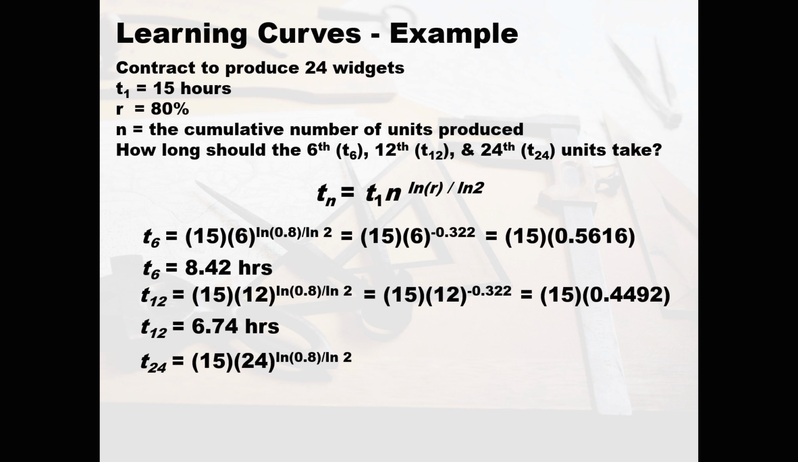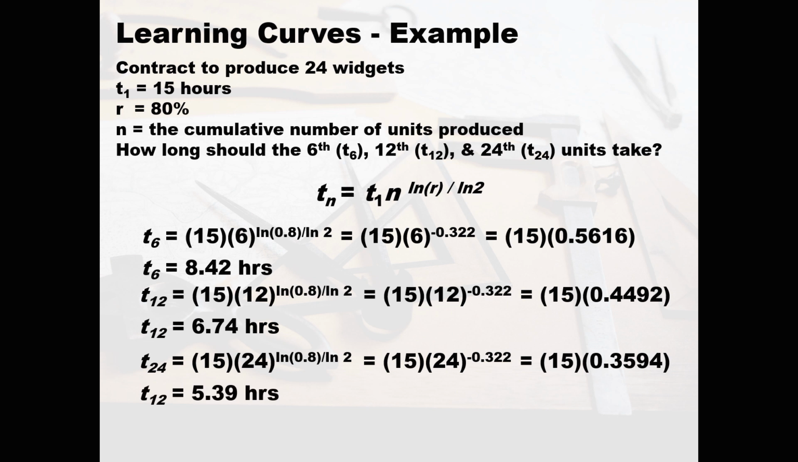Unit 24. The T1 is still 15 hours. That will never change. N is now 24. B is still going to be the same, a negative 0.322. So we have 15 times 24 raised to the negative 0.322, or 15 times 0.3594, so our average time at Unit 24 is going to be 5.39 hours.